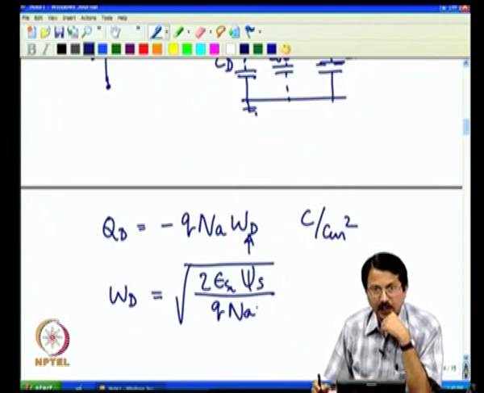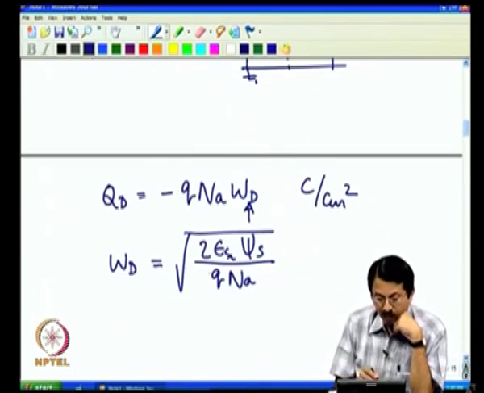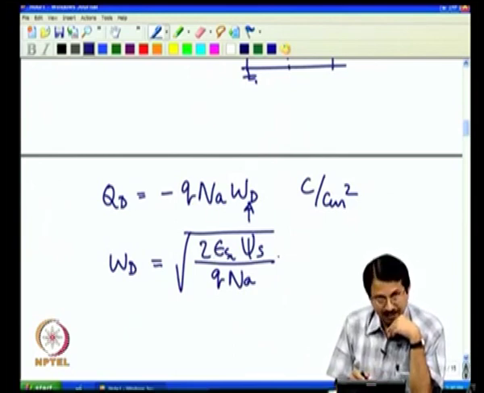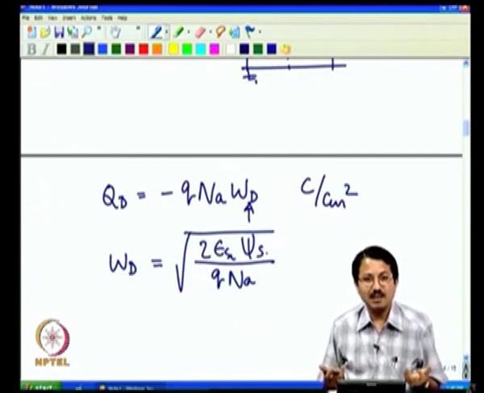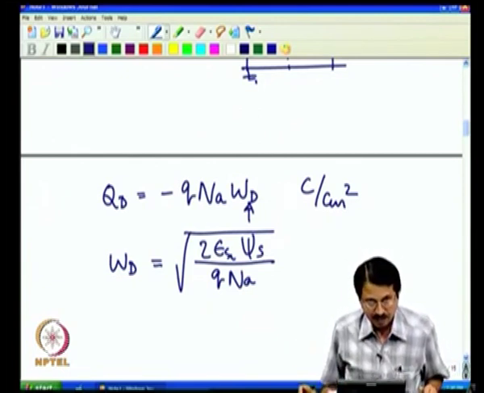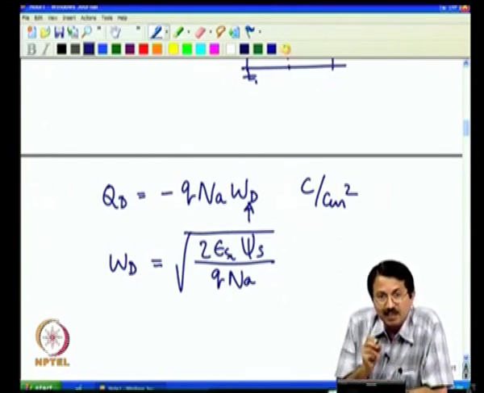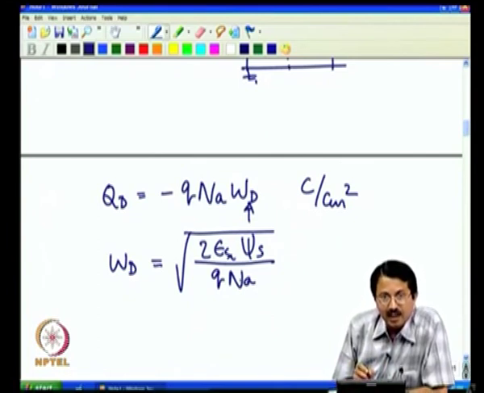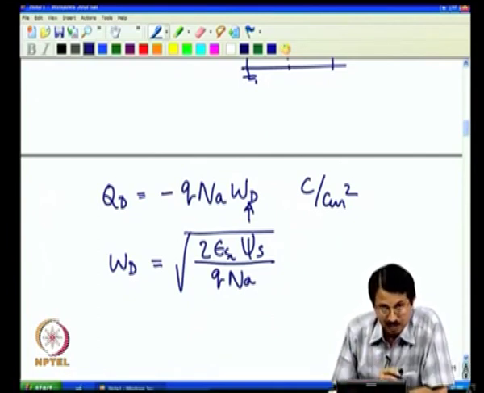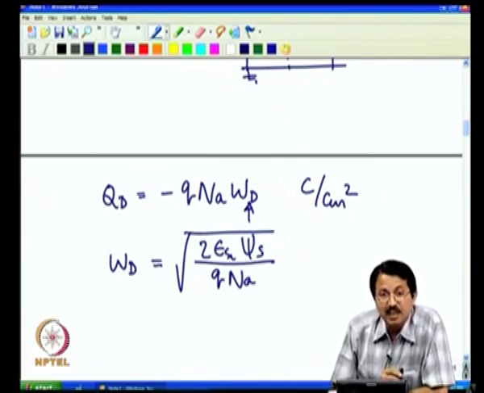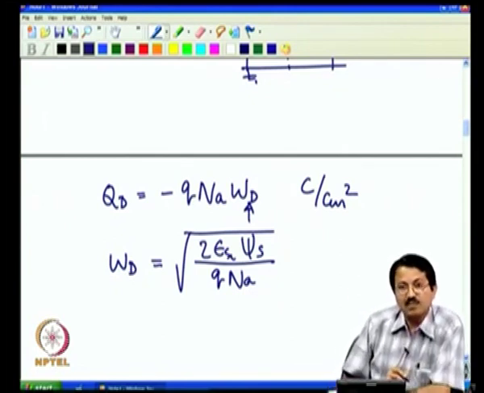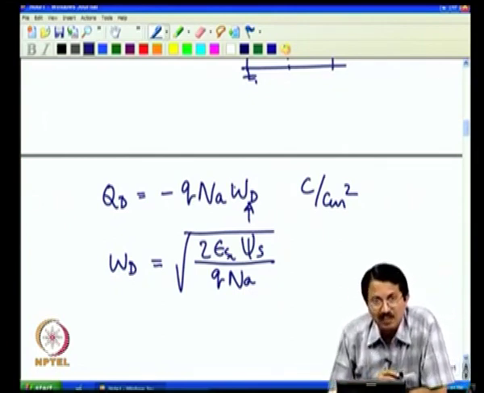So, now you substitute this here and you get Qd as a function of psi s, and you differentiate that, you get depletion capacitance. Notice that Qd is only a square root function of psi s in depletion region. This needs to be contrasted a little later for the condition in inversion and accumulation. And we will indeed see that the charge in inversion and accumulation will be an exponential function of psi s, not a square root function of psi s.